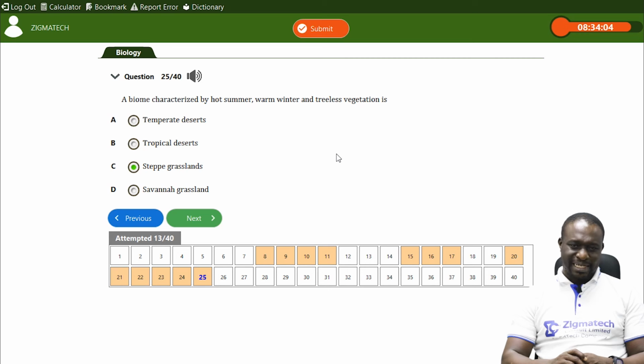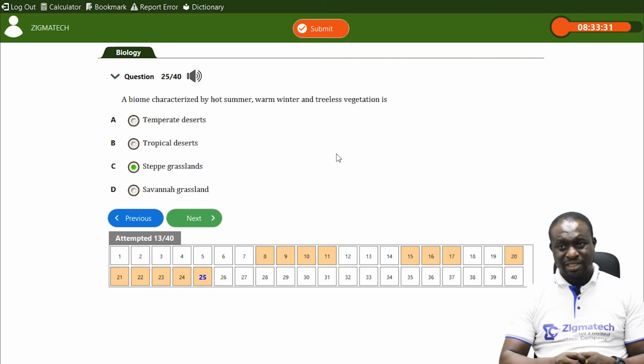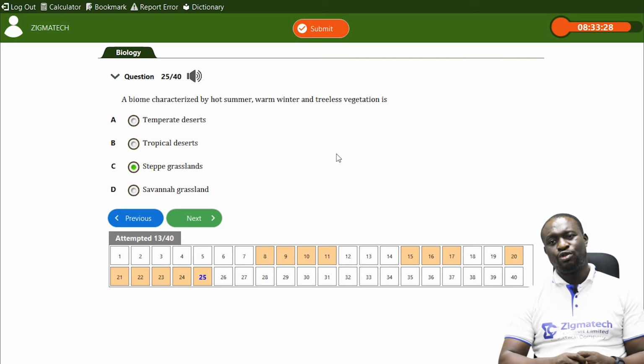In a temperate desert, the summer is usually hot. The winter is also probably hot, or even cold at night, and then you see no vegetation. But there are some areas in a temperate desert where the summer is cold, the winter period is colder, and you see little or no vegetation. But in a tropical desert, the summer is hot. The winter is also probably hot because there is no winter in tropical areas. And then you see little or no trees.